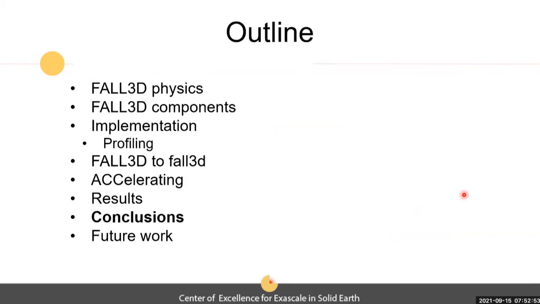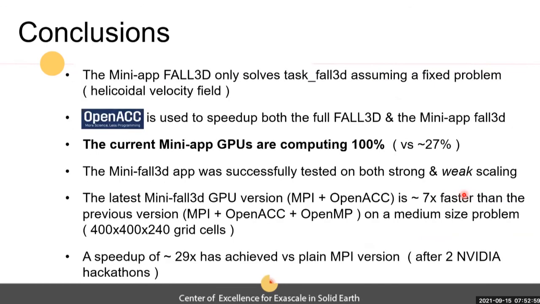The second to last item on the agenda is the conclusion of this talk. So they are the following. The MiniApp FALL3D only solves the task of FALL3D assuming a fixed problem, which is called a velocity field. OpenACC is used to speed up both the full FALL3D and the MiniApp FALL3D. The current MiniApp GPUs are computed 100% of the time of the iterative loop compared to 27% in the first porting at the hackathon at Shineka in 2019. The MiniFALL3D app was successfully tested on both strong and weak scaling. The latest MiniFALL3D GPU version uses MPI plus OpenACC, including CUDA-aware MPI. It's 7 times faster than the previous version, which uses MPI plus OpenACC plus OpenMP directives, on a medium-sized problem of this size.